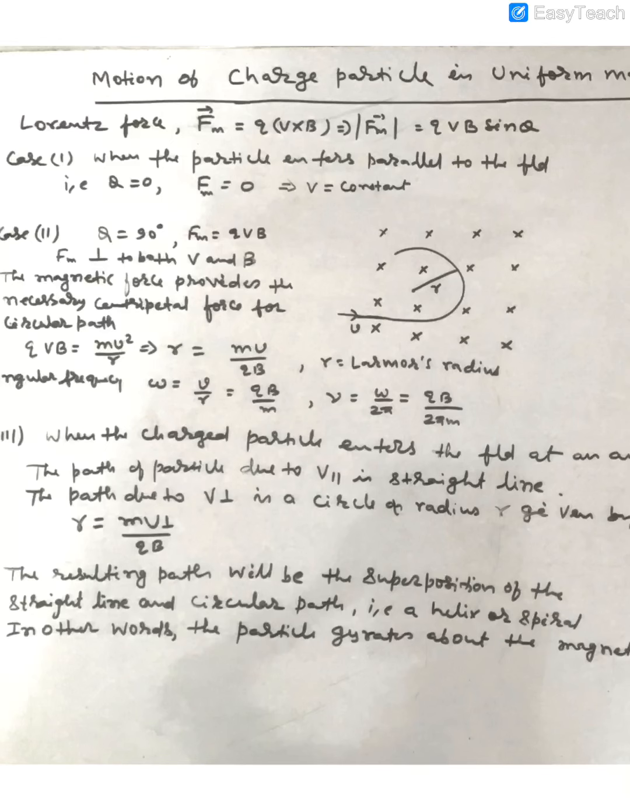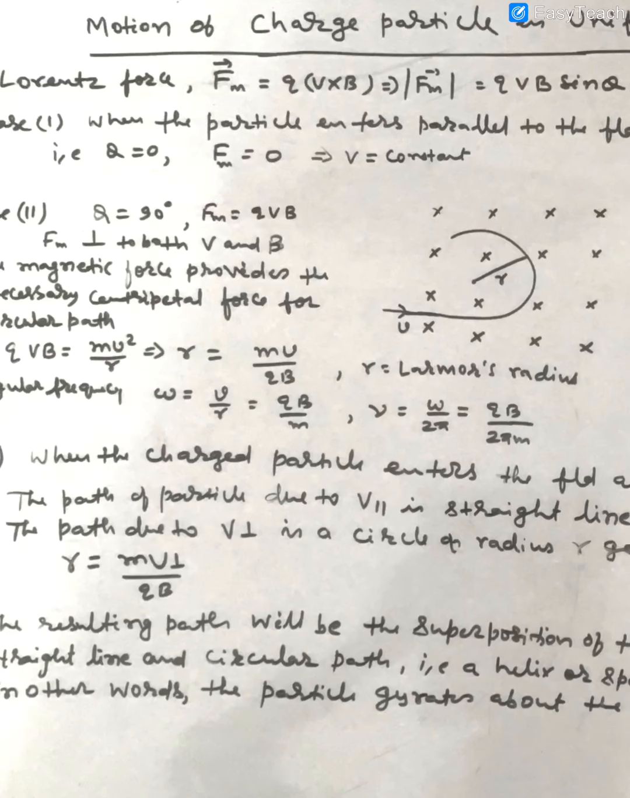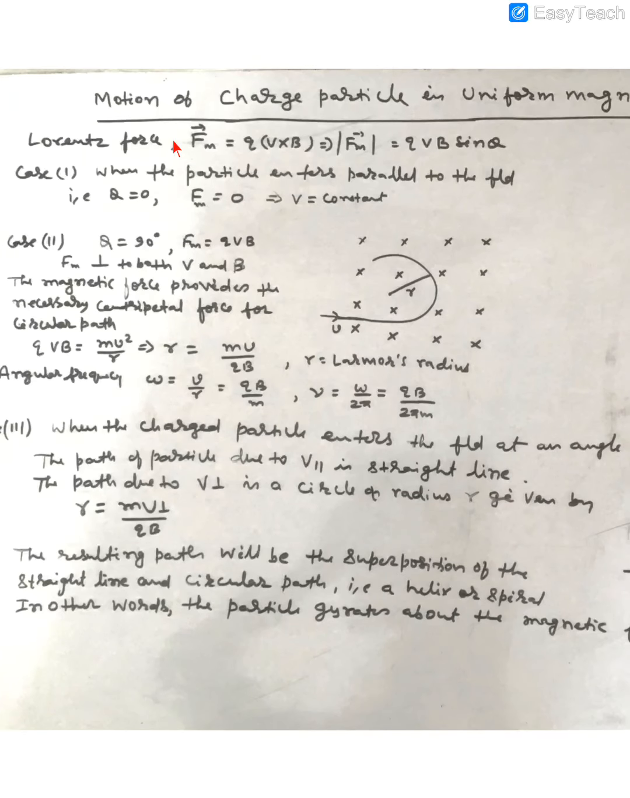In that case, the Lorentz force is given by qvB because sin theta is 1, and this force is normal to both velocity and magnetic field. Here, the Lorentz force will provide the necessary centripetal force for circular path, and the charged particle will traverse a circular path. And just equating the Lorentz force with the centripetal force, we will get the radius of the circular path, that is mv upon qB.